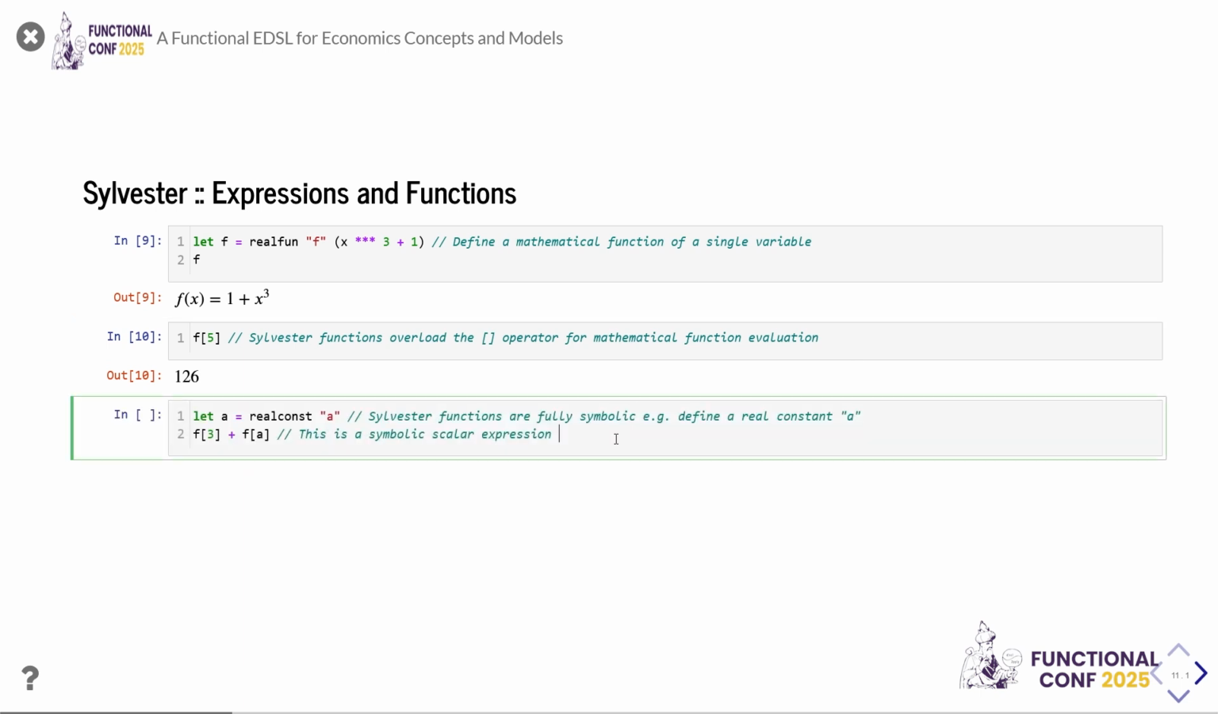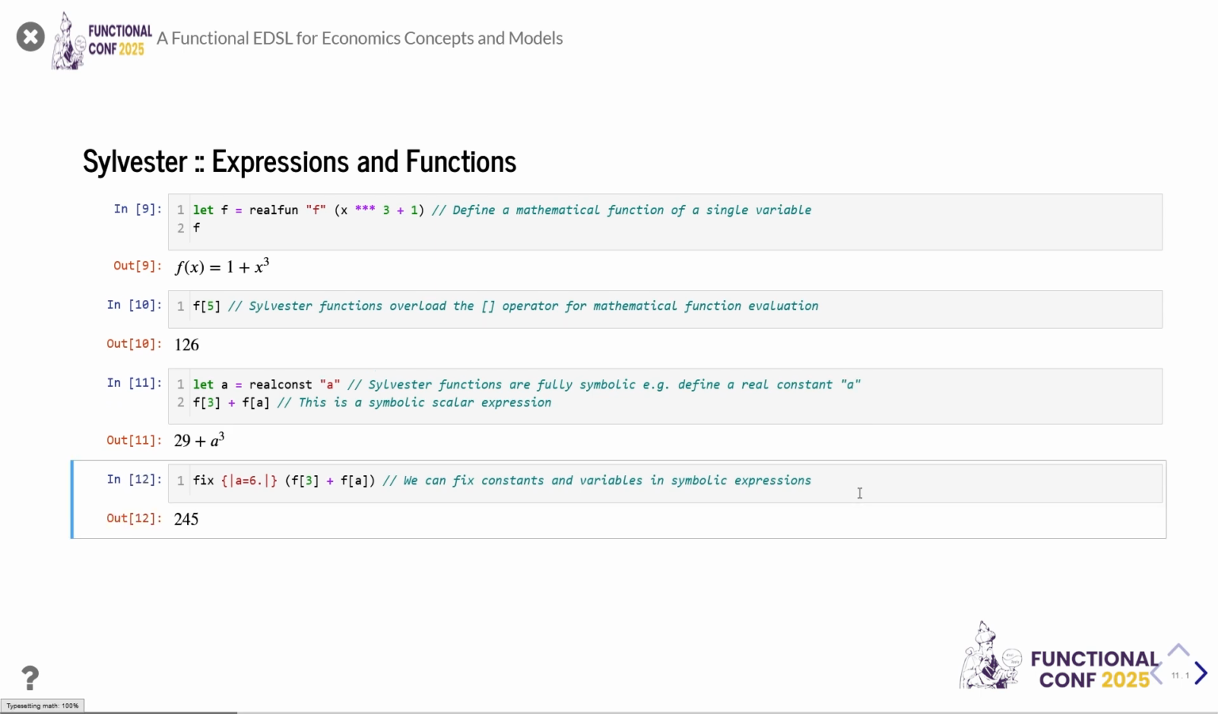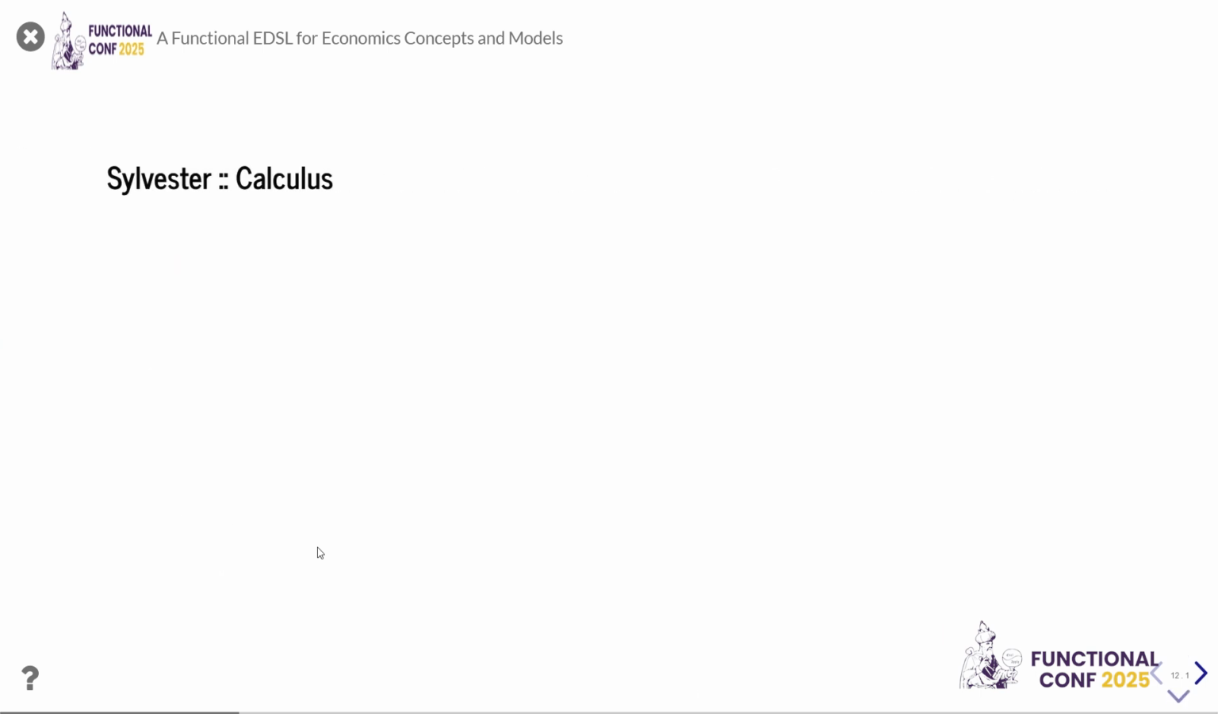But if you operate on, for example, scalar expressions, so if you have a symbolic constant and operate on that, you get back a symbolic expression. So this is basically how we do custom function evaluation in Sylvester. And what we can do is, if we have particular constants, we can fix the values at a particular value and evaluate that expression. This has the value as a numeric expression because we fix the value of a at 6.